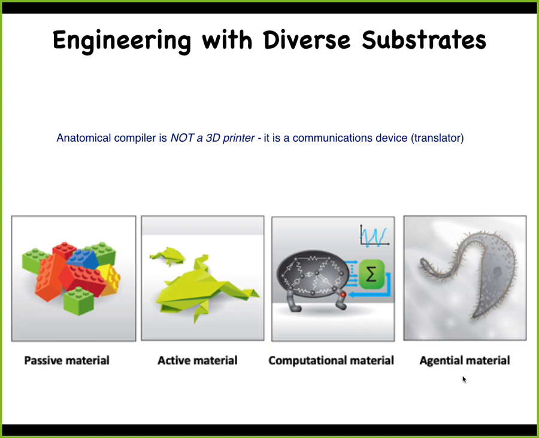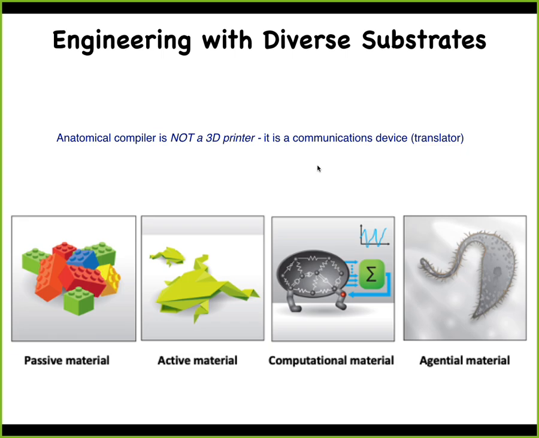And today we're going to talk about what I call agential materials, which is what happens when you come to living cells. And that's why this anatomical compiler idea is not a 3D printer. The idea isn't to micromanage and place every cell where you want it to go, but actually it's a communications device. It's a way to transmit your desired target morphology to the computational agent that is this collective of cells.